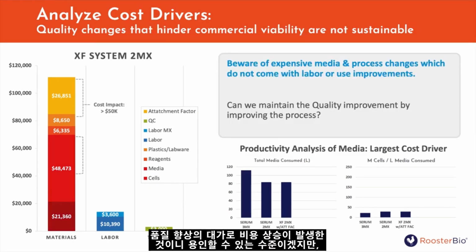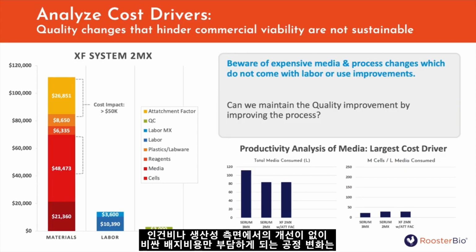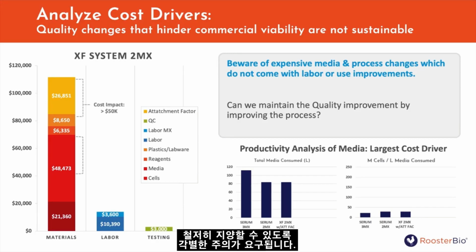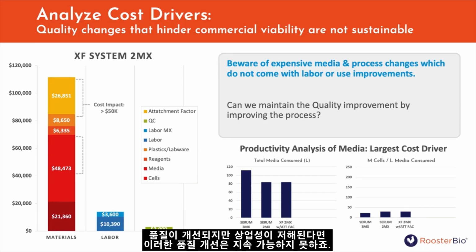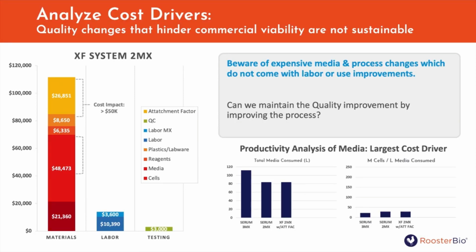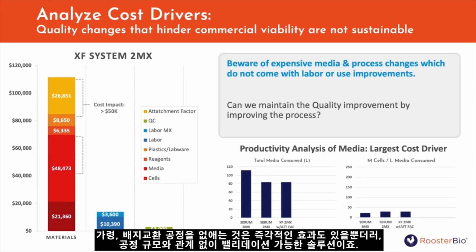Sometimes quality needs necessitate increased costs, but beware of expensive media and process changes which do not come with any labor or use productivity improvements, as improvements in quality that hinder commercial viability are not always sustainable. The question becomes, can we maintain the product quality and regulatory profile while improving the process? Removing media exchanges worked initially, and as a potential solution that can be validated again at smaller scales.